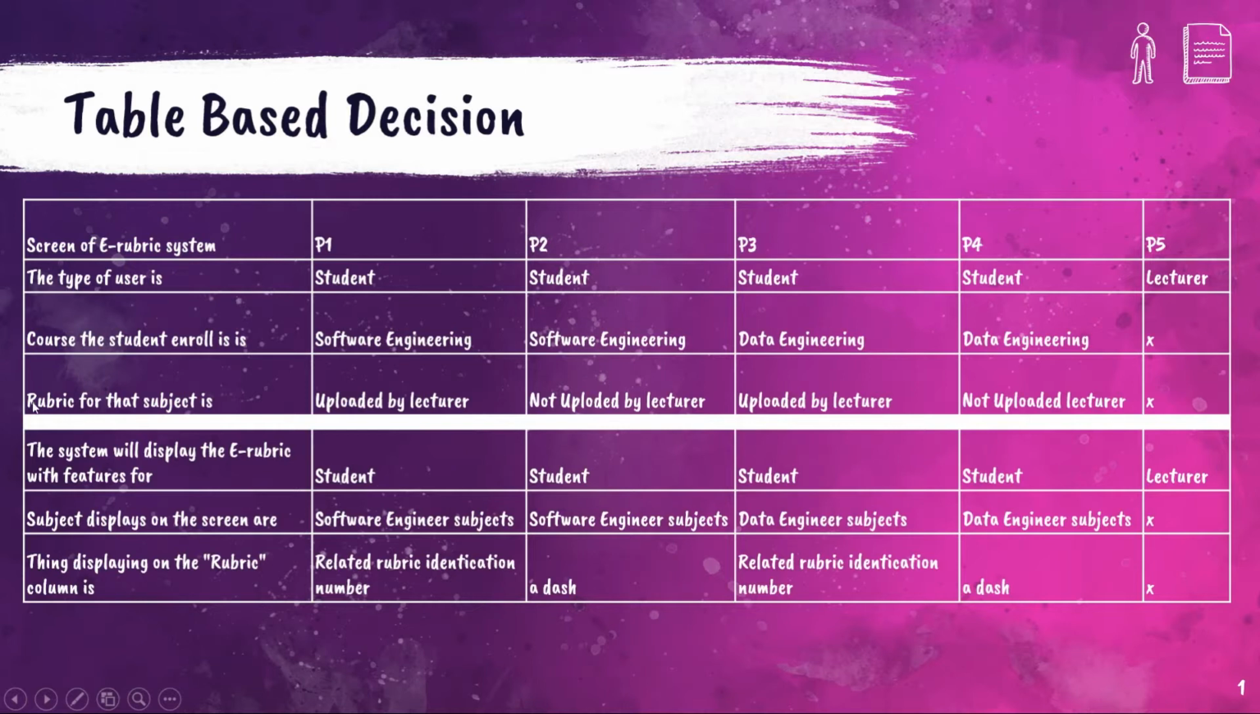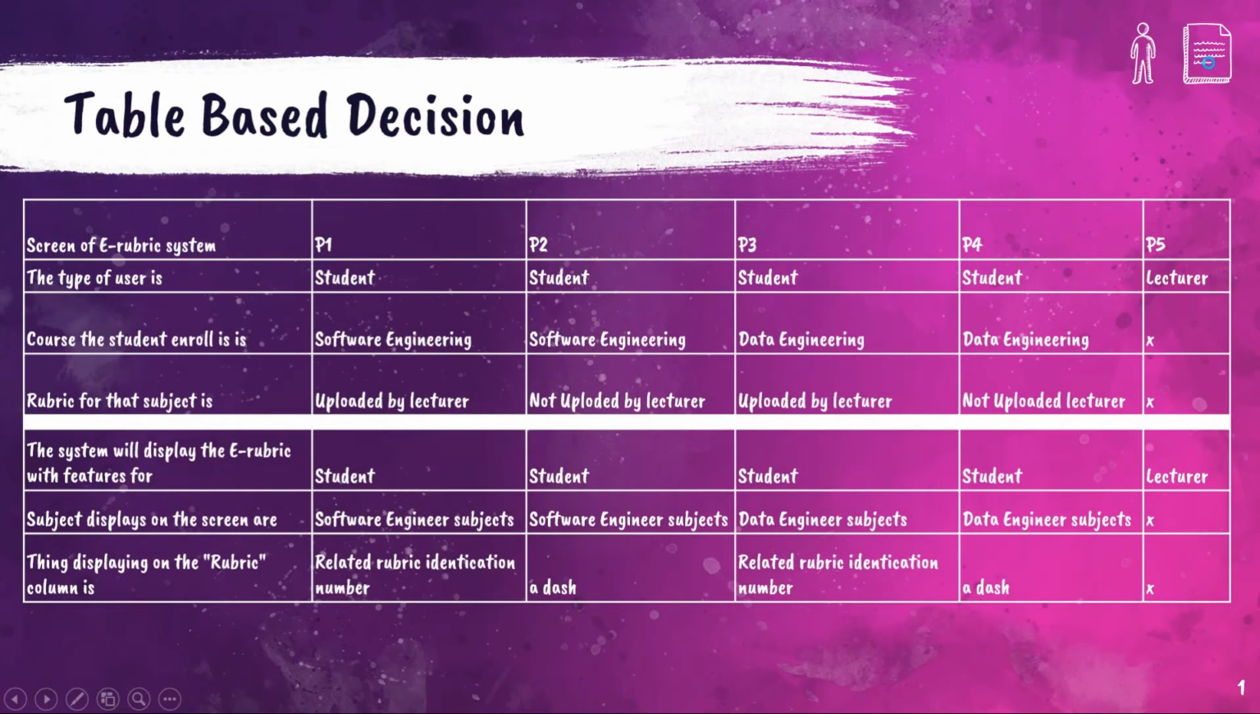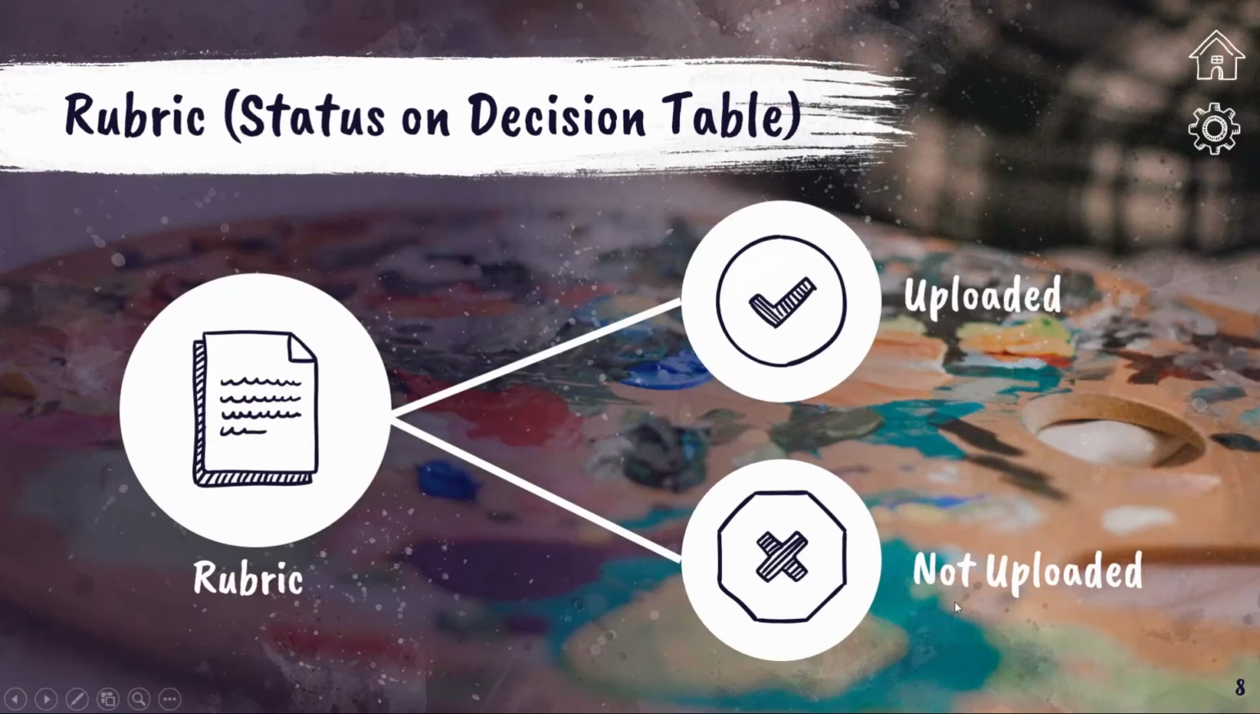So going back to our decision table, we can see that the third thing that we differentiate is the rubrics for that subject. The rubrics are also the same. We have two kinds of rubrics here: uploaded by the lecturer and not uploaded by the lecturer. So this is also a simple diagram to show how we differentiate our rubrics.